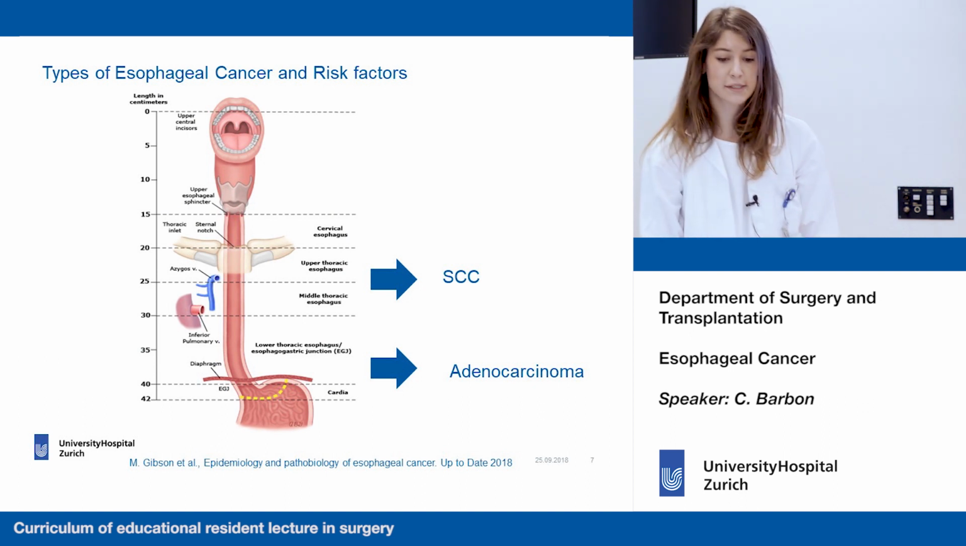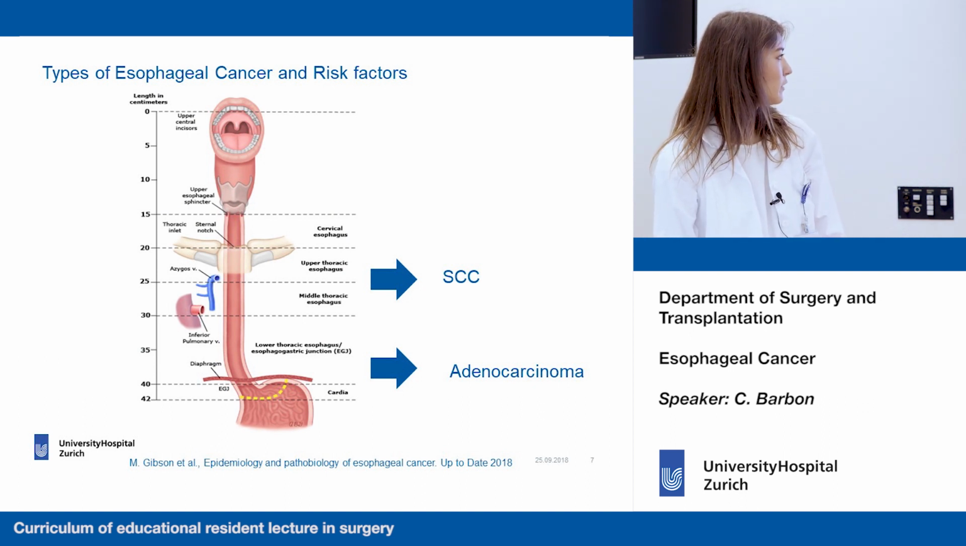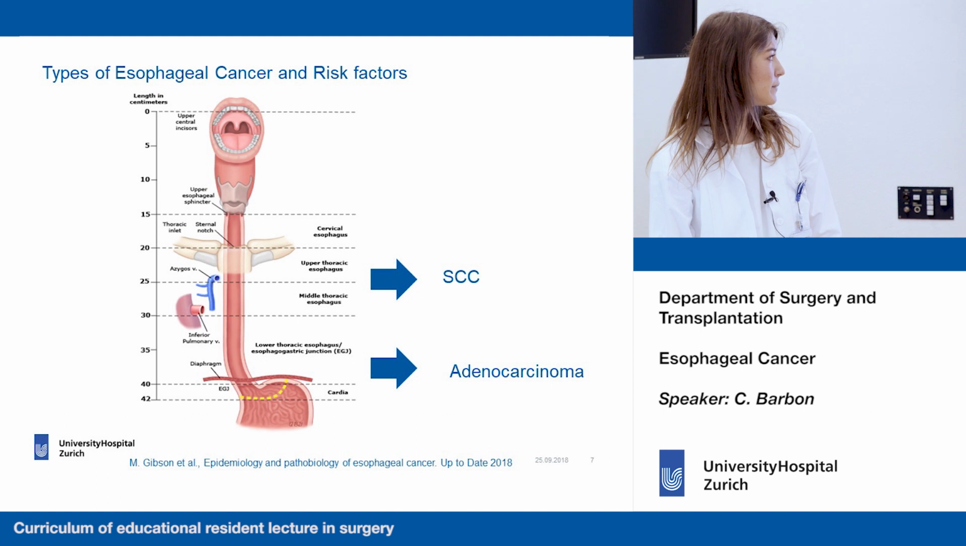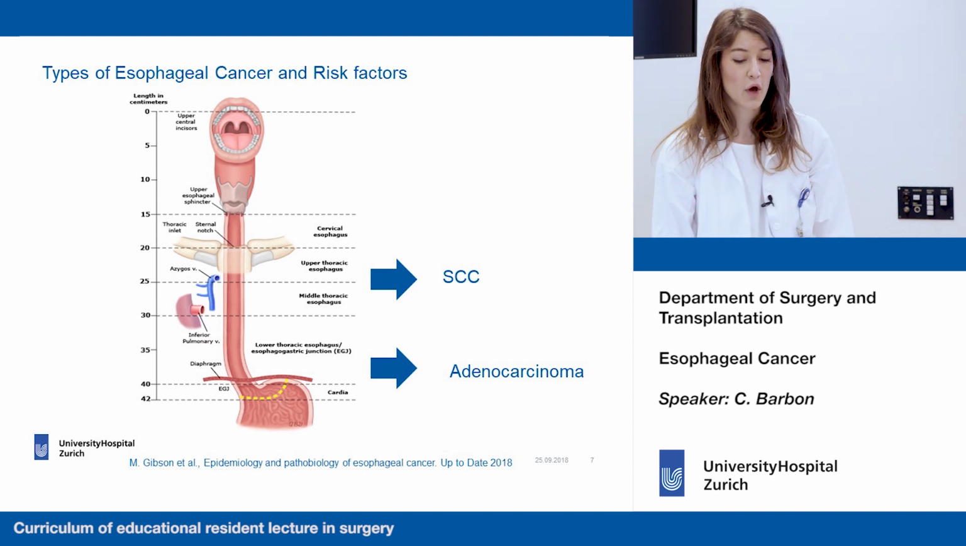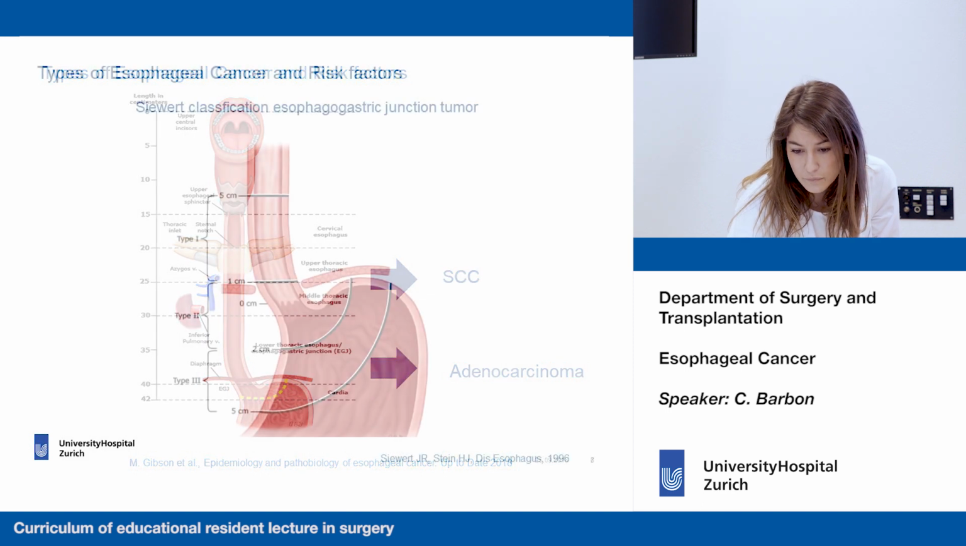So where is esophageal cancer found? The squamous cell carcinoma is found mostly in the upper esophagus and in the middle esophagus, whereas adenocarcinoma is mostly found in the lower esophagus and in the gastroesophageal junction. And this makes sense because that is where we find the reflux.